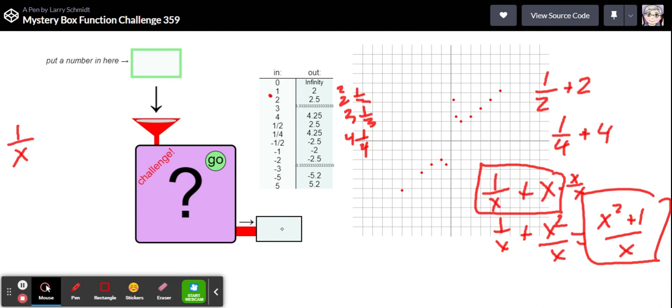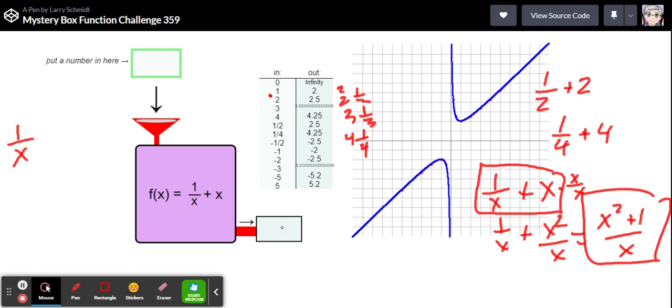Well, let's take a look and see. So they wrote it as 1 over x plus x. And let's graph that as well. Yeah, and it looks very much like one of these rational functions where the numerator has the higher power than the denominator, so you get that slant asymptote.